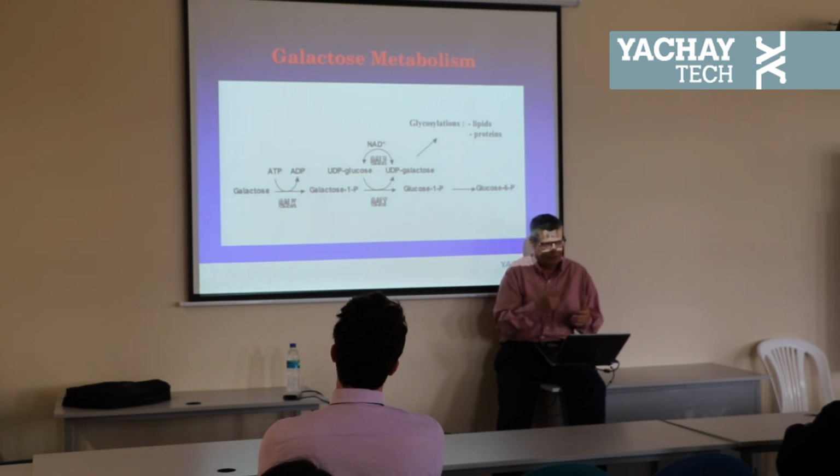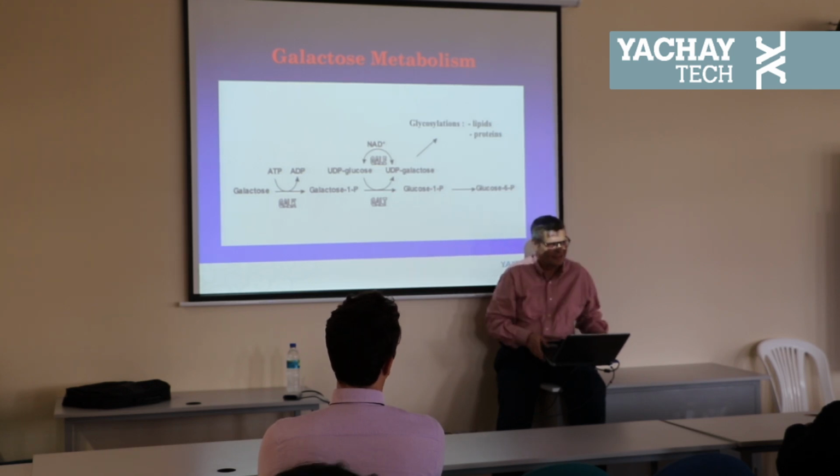You know, we all eat food. Galactose is a sugar. Where does galactose come from? Milk has two sugars in it. One is glucose, which is the sugar that we normally metabolize. The other one is galactose. And galactose has a special metabolic pathway.